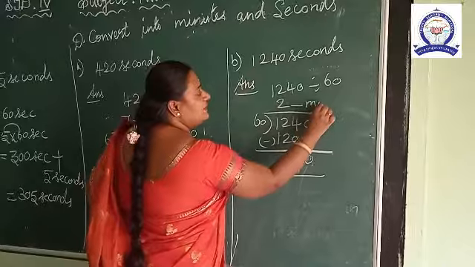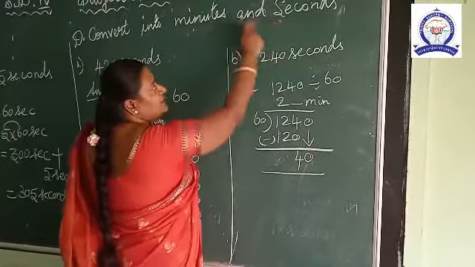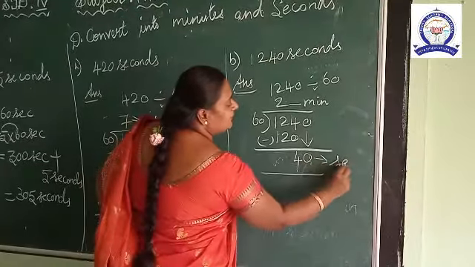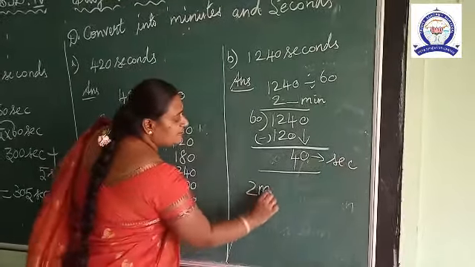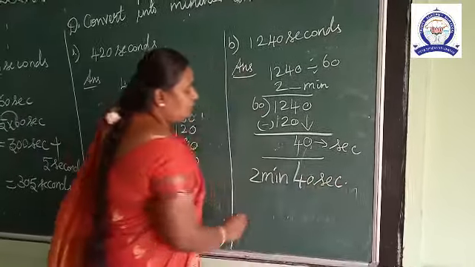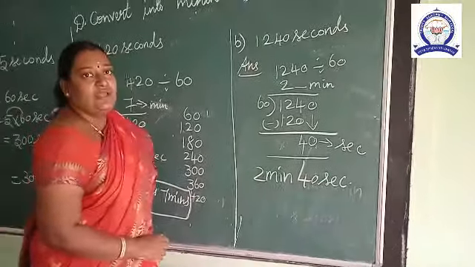Therefore, 2 minutes. We have to convert minutes and seconds now. So the quotient was the minute, remainder was the seconds. So 2 minutes 40 seconds is your answer. 2 minutes 40 seconds. Okay, children.